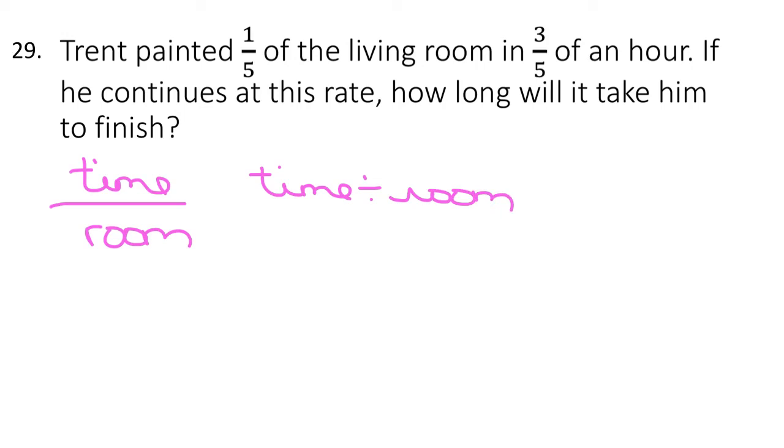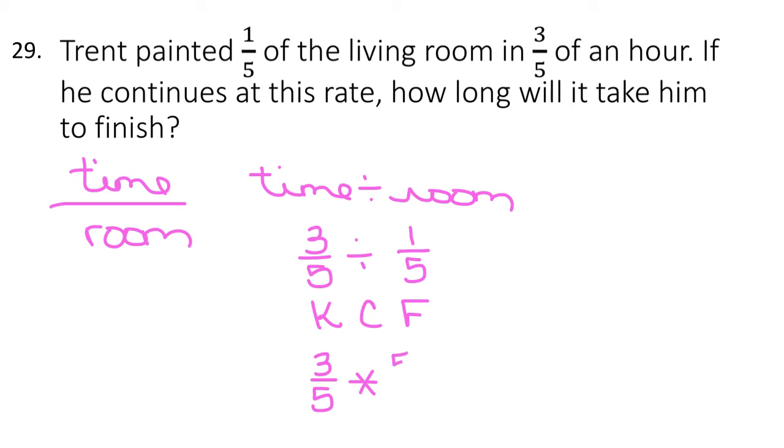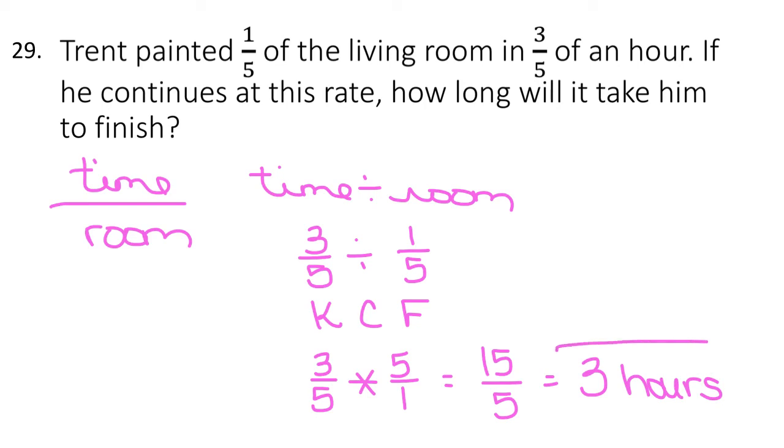Now, the time is 3/5 of an hour divided by the 1/5 of the room. And since I'm dividing by fractions, I'm going to multiply by the reciprocal using keep, change, flip. Keep the 3/5 and multiply it by the reciprocal of 1/5, which is 5/1. And when I multiply this, I get 15/5, and that reduces down to 3. So it would take Trent 3 hours to paint the entire room.